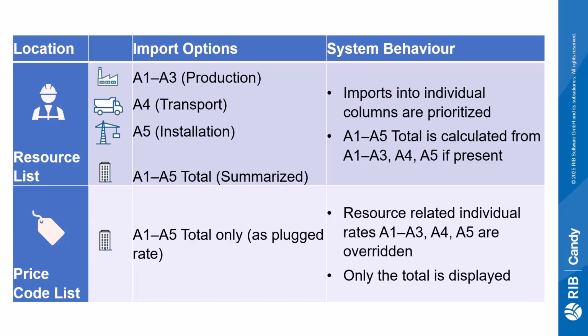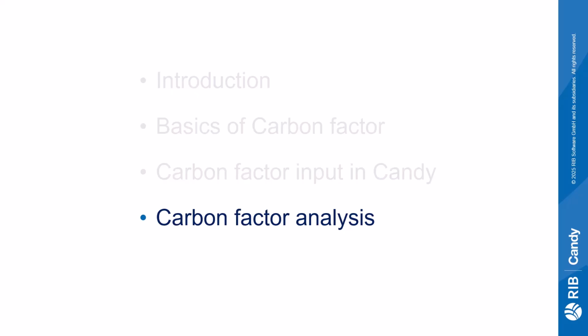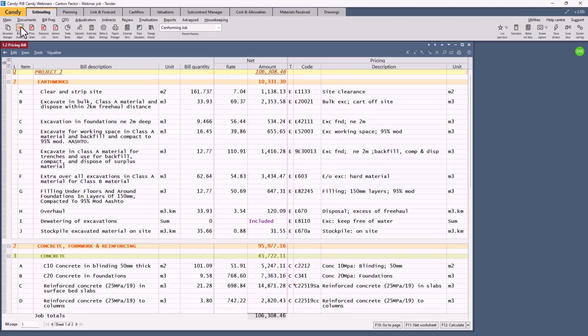Next, we'll use a sample job to see how to analyze the carbon rates that you've just imported. Let us consider a simple generic sample to illustrate the carbon analysis function in Candy. In this example, we use a small crusher building as a sample project. Bill items were created, and the quantity takeoff function in Candy was used to measure the associated quantities. Let's look at what the building looks like.